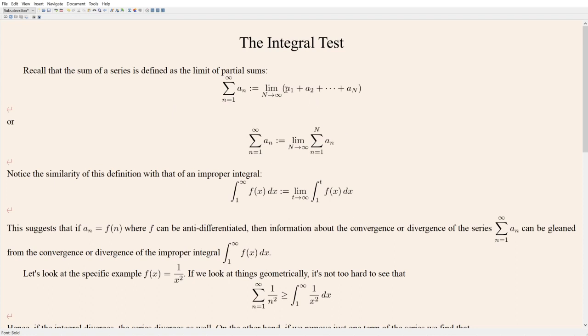So, if you want to write these partial sums in a more succinct notation, then you might use the big sigma here. So here we're going from 1 to big N. That's what that notation means.